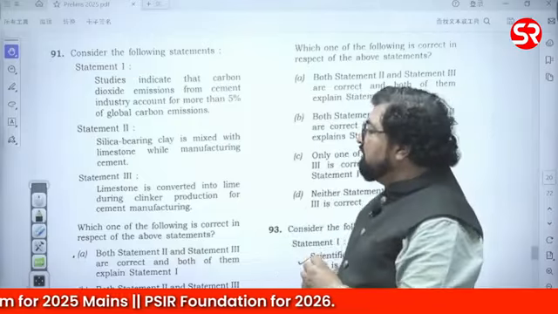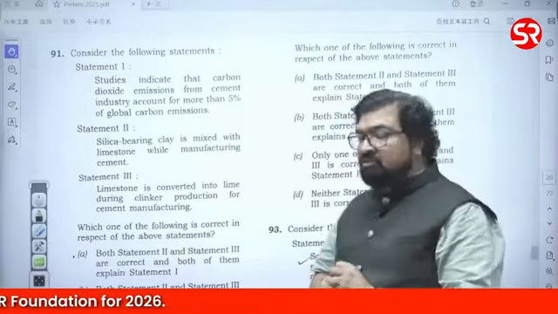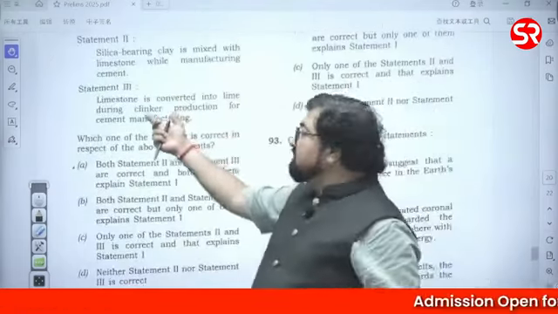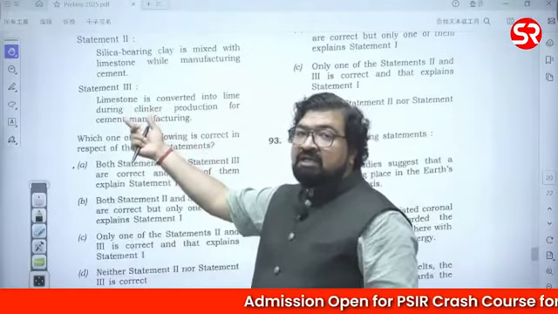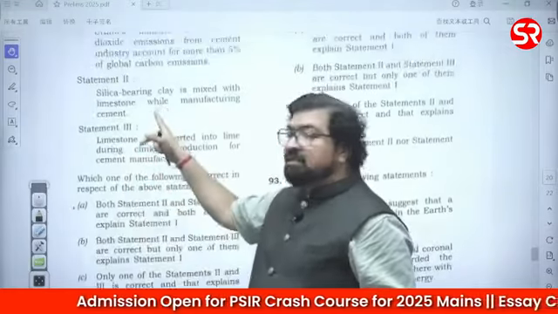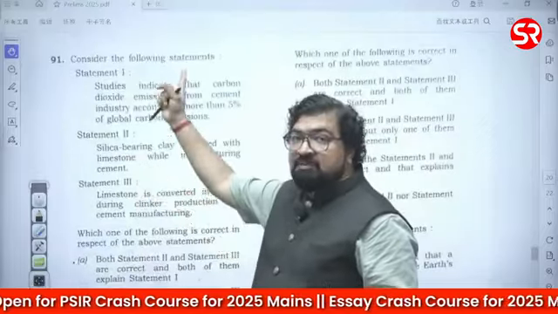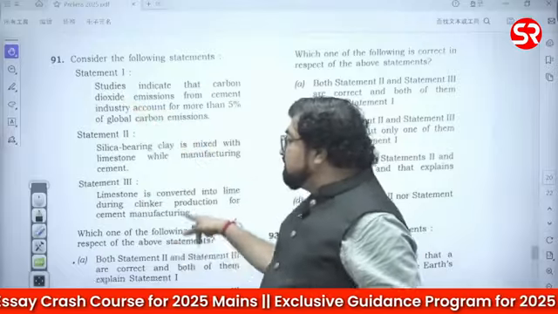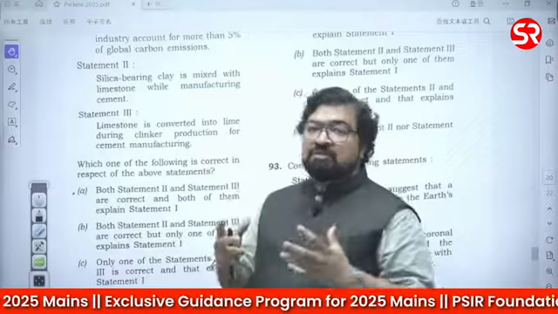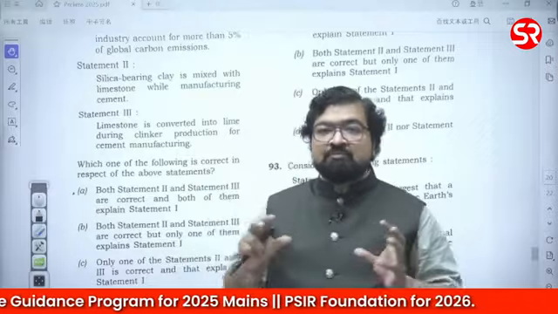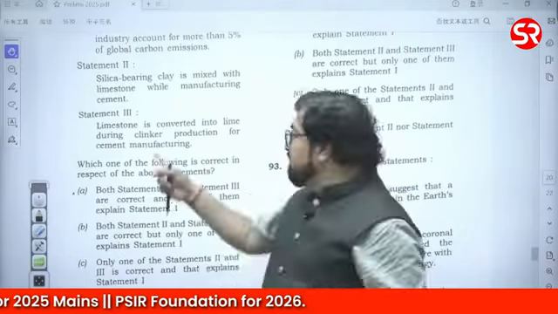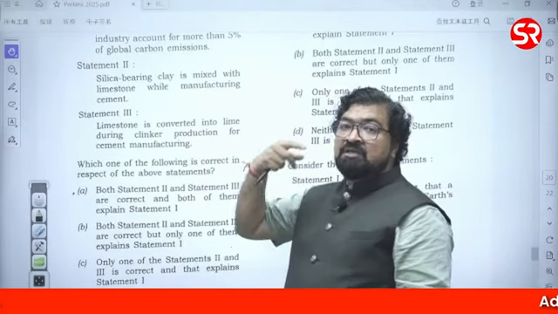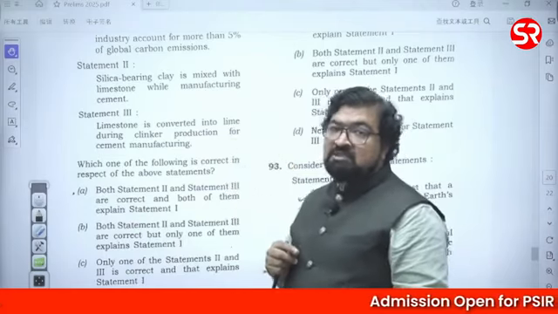Statement 1 is correct. Silica bearing clays mixed with limestone in manufacturing cement is correct. Now statement 3, limestone is converted into lime during clinker production for cement manufacturing, correct. And this is the process, calcination, where carbon dioxide gas is generated. So all three statements are correct, but the direct statement explaining 1, that cement manufacturing generates a very high amount of carbon emission, is statement number 3, because limestone at high temperature, calcination, breaks down to form calcium oxide plus carbon dioxide. And calcium oxide is lime. That is what is said, converted into lime. And then CO2 gas emission. That is where the cement industry factory produces a greenhouse gas, carbon dioxide gas.